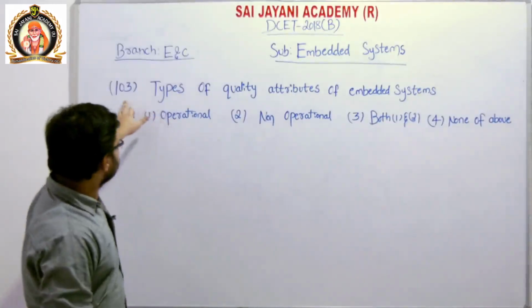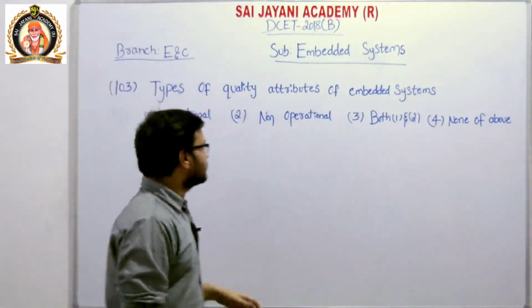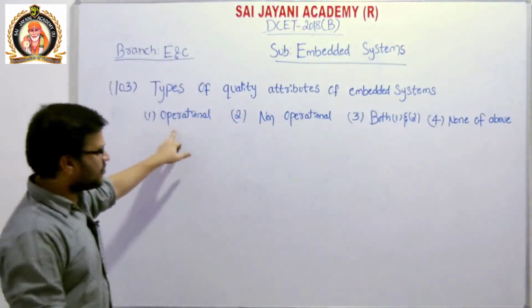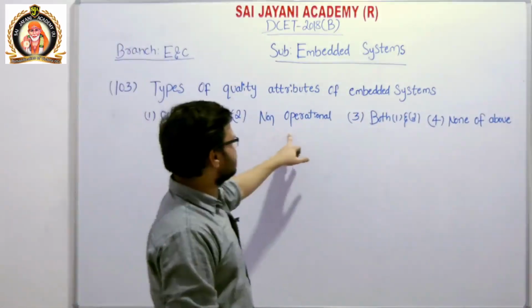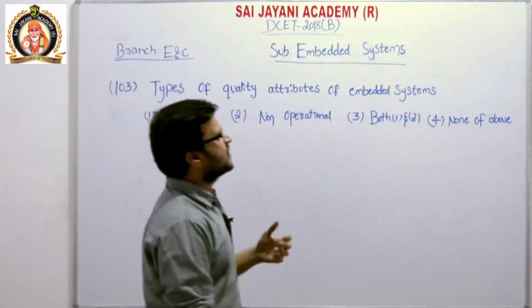Question number 103: the types of quality attributes of embedded systems are. The options are given below. The first one is operational quality attribute, the second one is non-operational quality attribute, the third one is both 1 and 2, and the fourth one is none of the above.